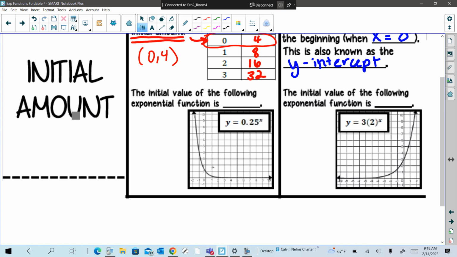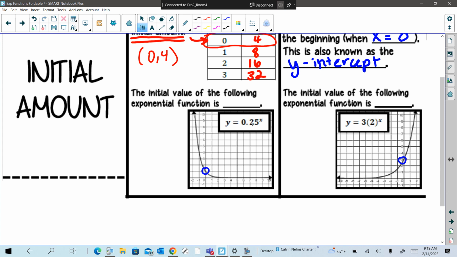The y-intercept is where the curve of our graph touches the y-axis. So all I'm going to do is circle right here where I see that happen. It's at 1 here, and the other one is at 3. Are we okay?